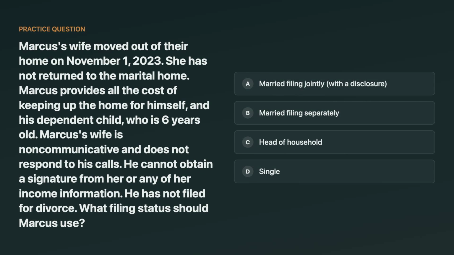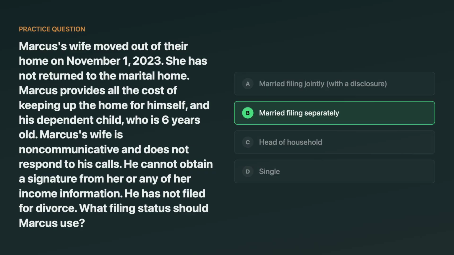Question 58. Marcus's wife moved out on November 1st, 2023 and hasn't returned. Marcus pays all the cost of keeping up the home for himself and his 6-year-old dependent child. His wife won't communicate, and he can't get her signature or income info. They aren't divorced. What filing status should Marcus use? Married filing jointly, married filing separately, head of household, or single? Think about it.